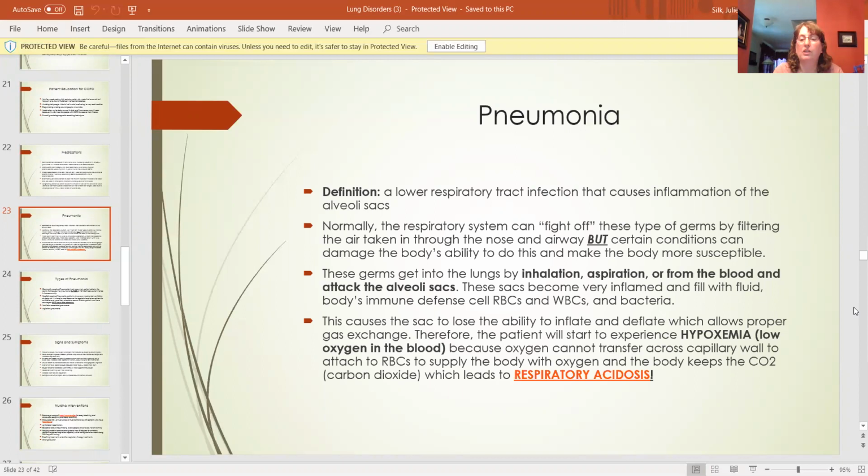These sacs become really inflamed and then they start to fill with fluid. So your body's immune defense cells send red blood cells and white blood cells, and bacteria start to form there. Once you have all this fluid in your alveolar sacs, it's really hard for gas exchange to occur between your blood and those alveoli. So this person ends up getting hypoxemia. Eventually with pneumonia, you can end up going into respiratory acidosis.